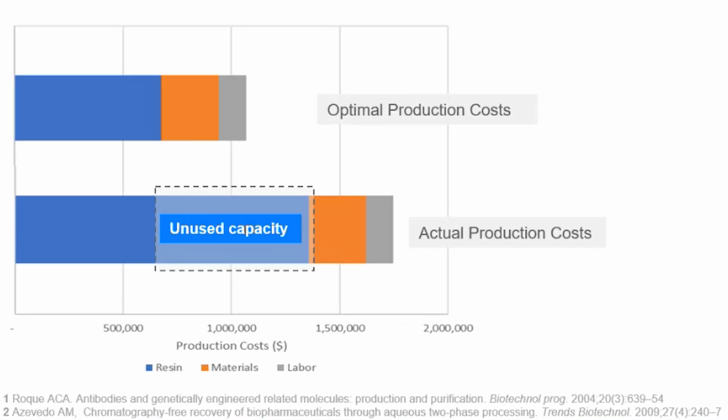You can see in the chart on the left, the optimal production costs that might occur show the resin, materials, and labor cost breakdown. Those would be assuming 100% utility of the resin, whereas in reality, you typically see something like the bar chart below, which has quite a large quantity of resin being unused. This presents an opportunity, or rather process intensification strategies provide an opportunity, to try to reduce this resin cost.